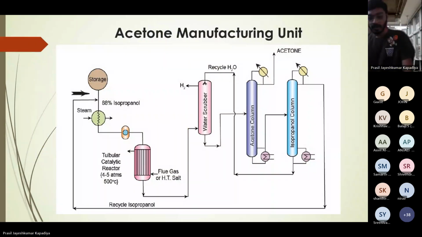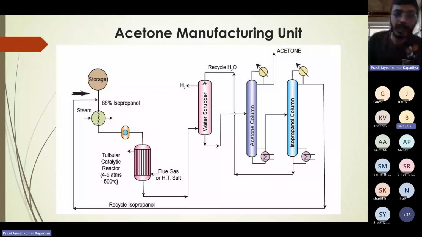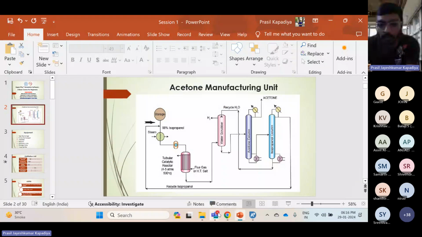So let's understand this by an acetone manufacturing unit. Here, acetone is manufactured from dehydrogenation of isopropanol. The reaction is: isopropanol gives acetone plus hydrogen gas. This is a gas phase reaction that occurs at very high temperature and high pressure. I guess you can see my mouse cursor.